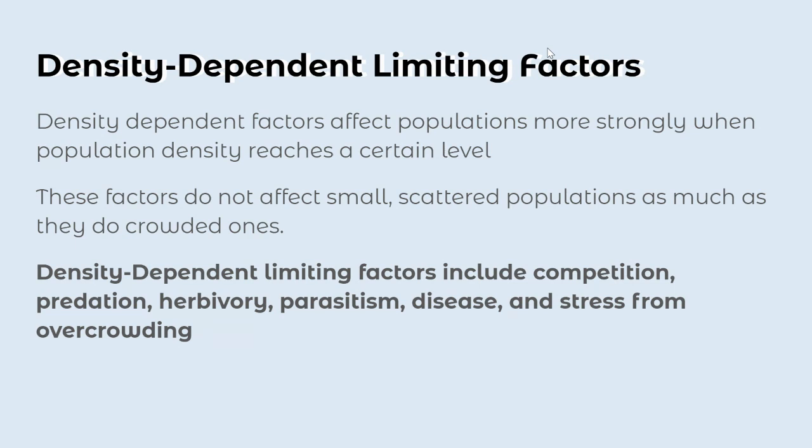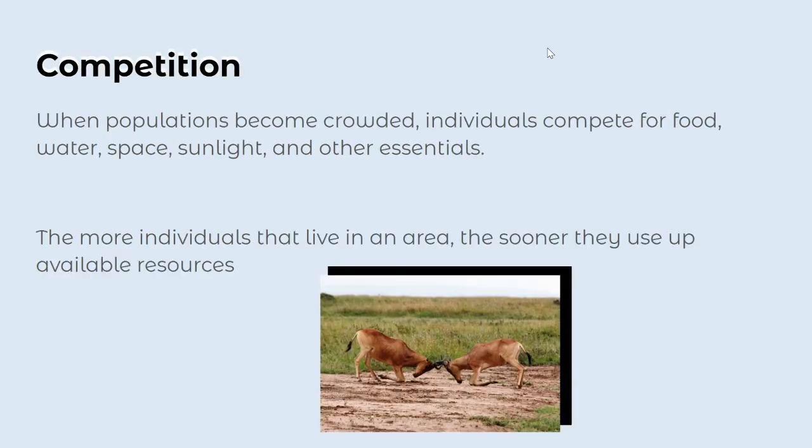So, some examples of density dependent limiting factors are things like competition, predation, herbivory, parasitism, disease, and stress from overcrowding. And we're going to go through and talk a little bit about each one of these. So, starting with competition, relatively simple one. When populations get crowded, individuals have to compete for resources. So, the more individuals you have in a population, the more they have to compete for resources.